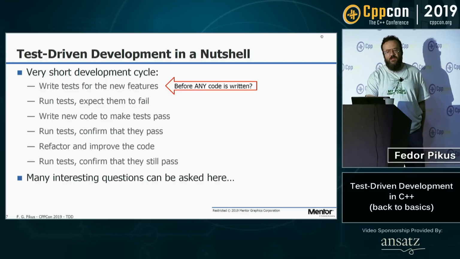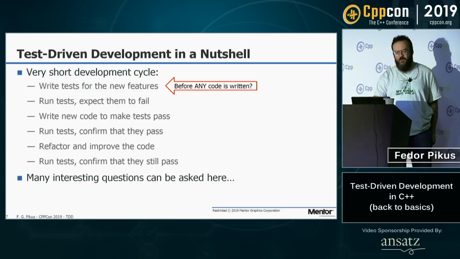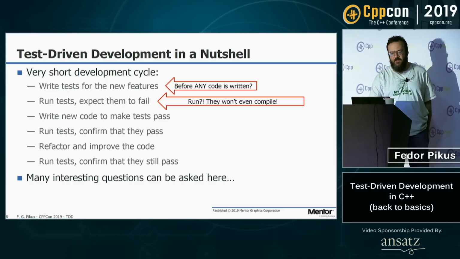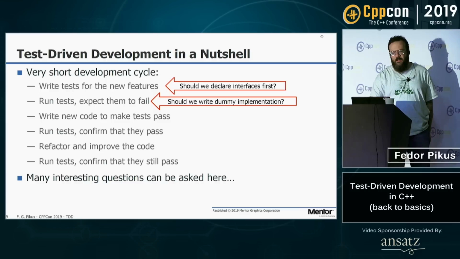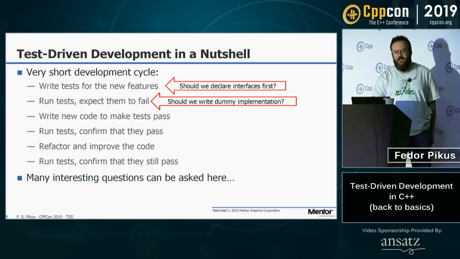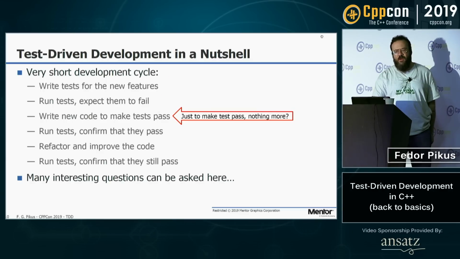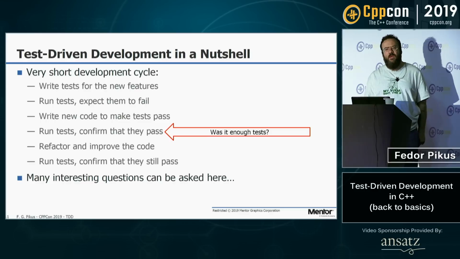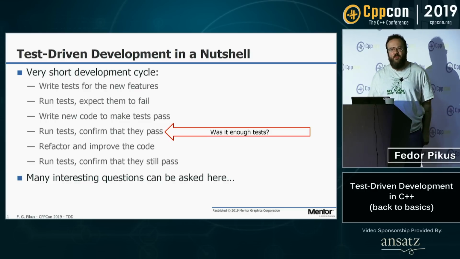Write the tests for the new features before the code. Run the tests, expect them to fail. Well, I don't have the code yet, they won't even compile. What do you mean run? Shouldn't we at least declare the interfaces to make sure something compiles? Write the code to make the test pass. Just enough to make the test pass, nothing more? Run tests, confirm that they pass. Okay, well, that's good, the tests pass. Did we have enough tests?